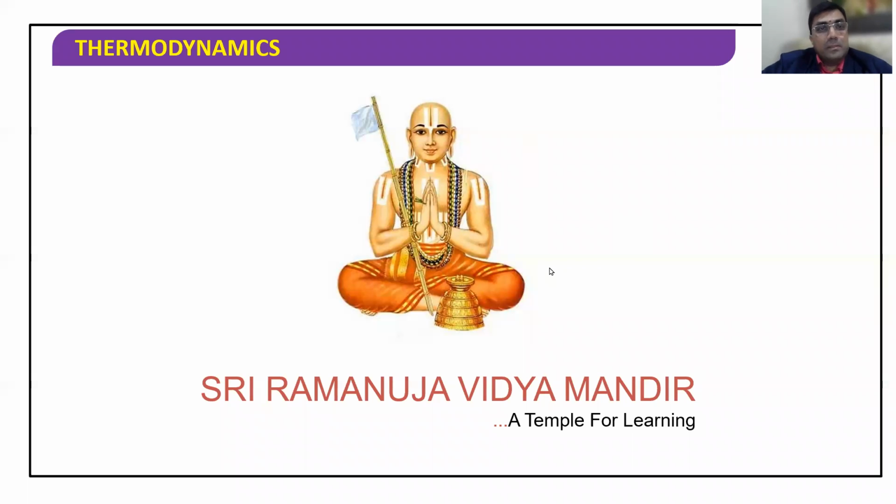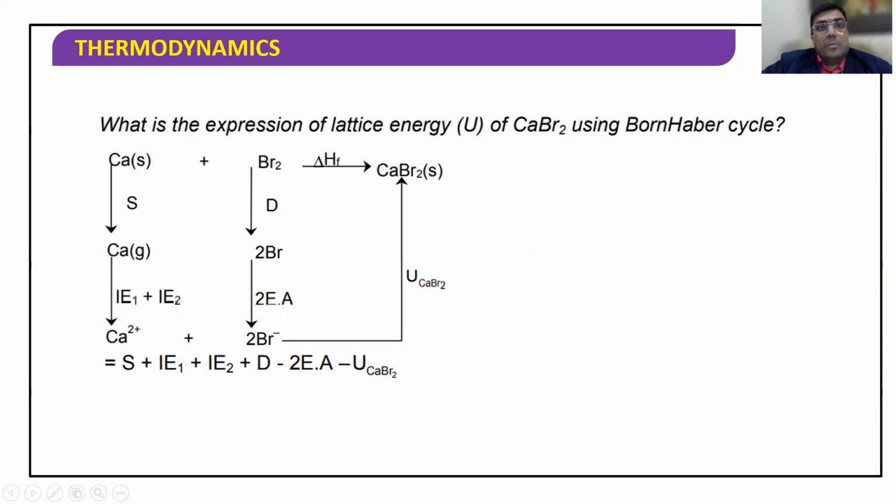Let's have a look at some numericals associated with thermochemistry. So what is the expression of lattice energy? The formation of calcium bromide. First of all, calcium is a solid.